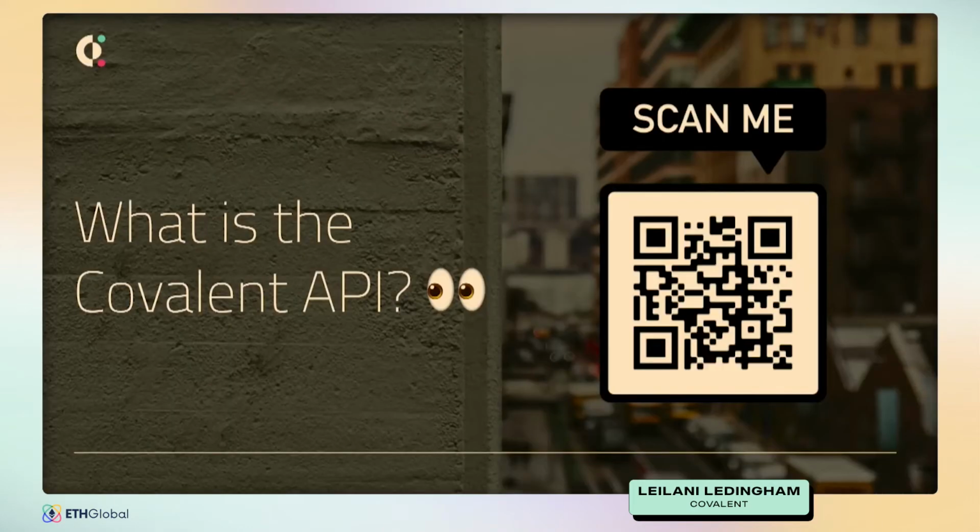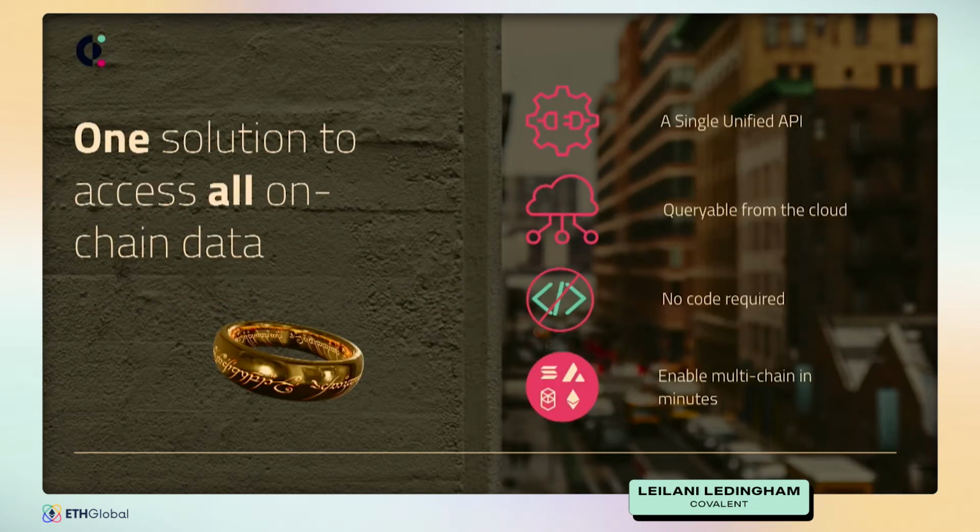That leads me into the Covalent API. I hope you can see that QR code. It's going to take you to our website, which is the point of contact for signing up for an API key, which is free, but also for all of the information that I'm going to cover throughout the presentation. If you want to follow along, you can do that, and I'll go into some of those links as well. It's one solution to access all on-chain data.